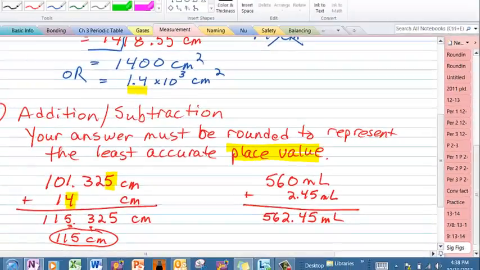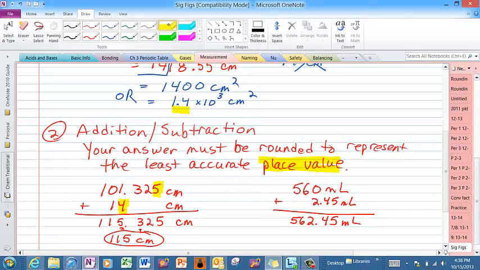562.45 milliliters. Now what I need to do, though, is look at the place values. The 2.45 is accurate down to the hundredths place. 560, though, is only accurate to the tens place. Notice that this 0 is not significant. There's no decimal point there, so it is not significant. So what I'm looking at is the least accurate place value. I'm looking at it in yellow.